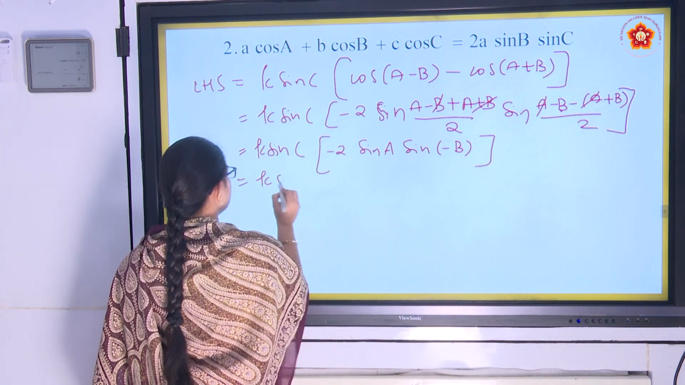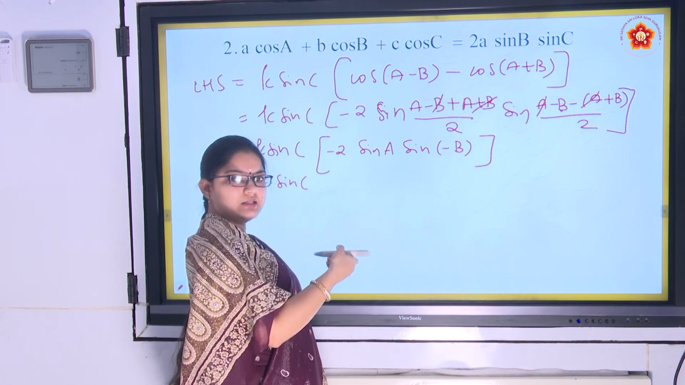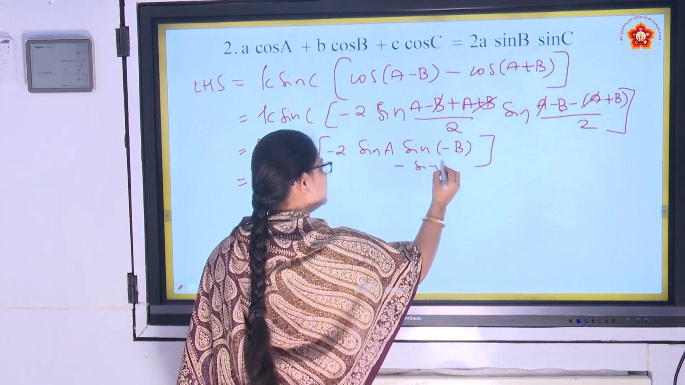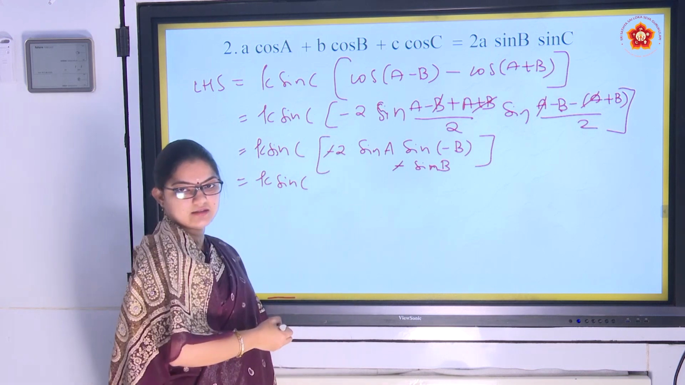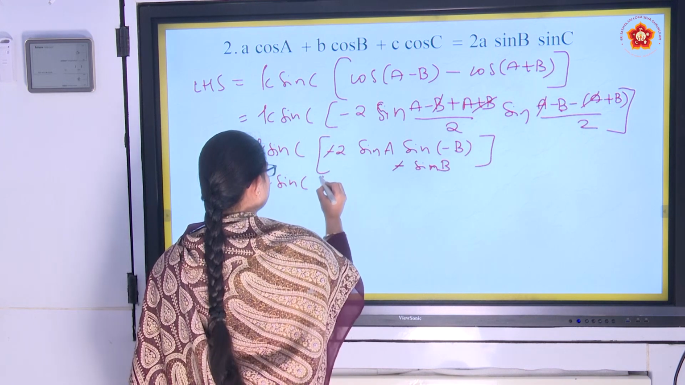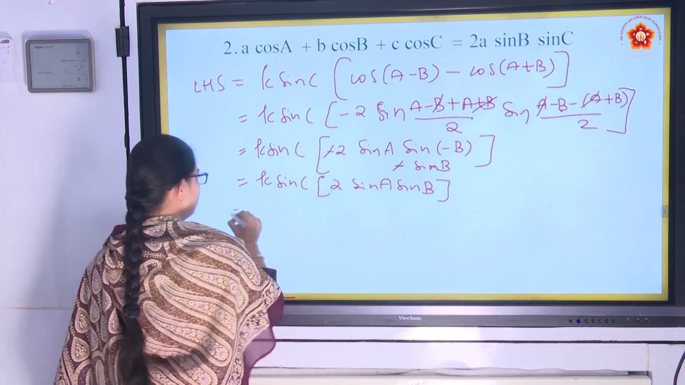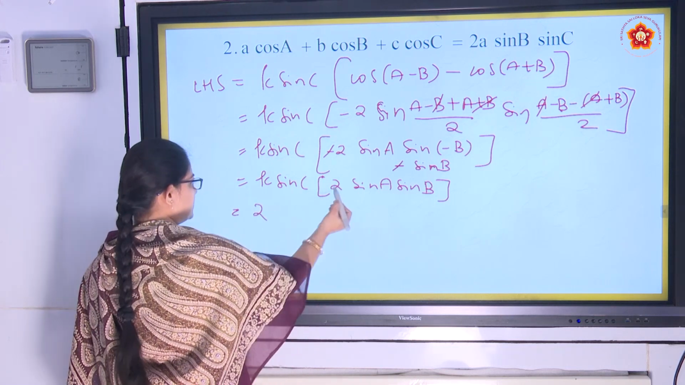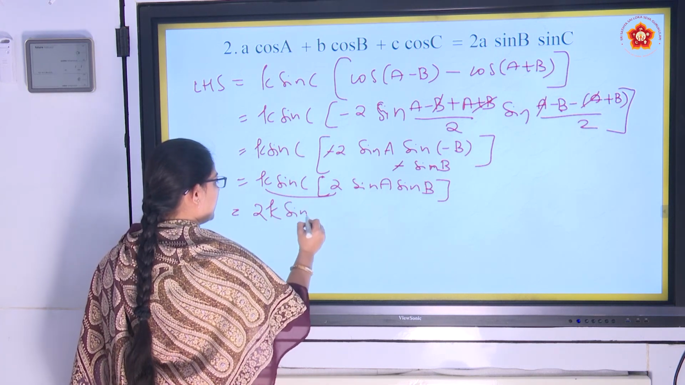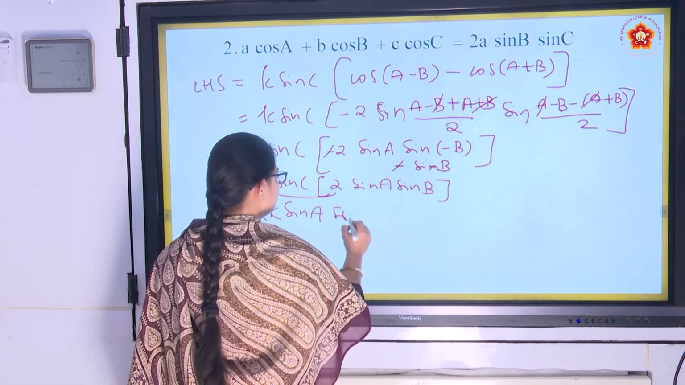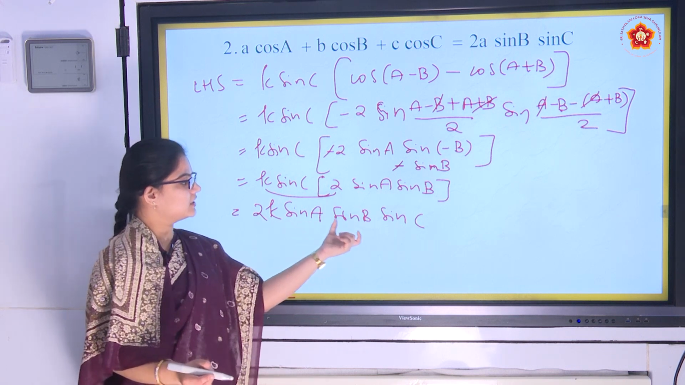So we have here K sin C. Sin of minus B: sin of minus X is minus sin X, so you have here minus sin B. Correct? So minus minus, we can cancel, so we have plus. We have here 2 sin A sin B. Now let us take 2 out, that is, let us group them: 2K sin A, sin B and sin C. We are rewriting that as 2K sin A sin B sin C.